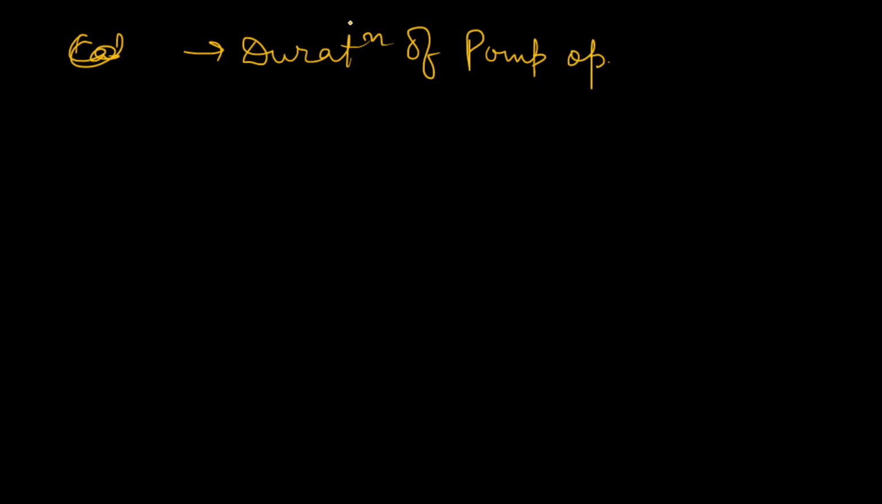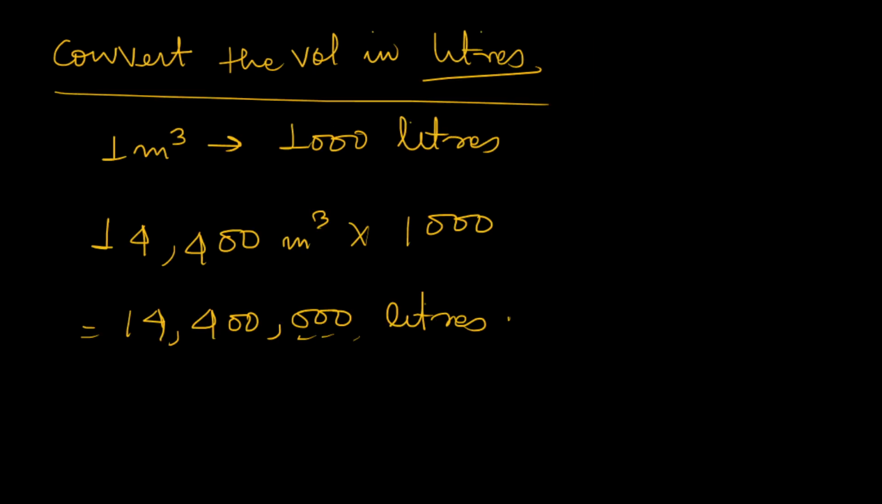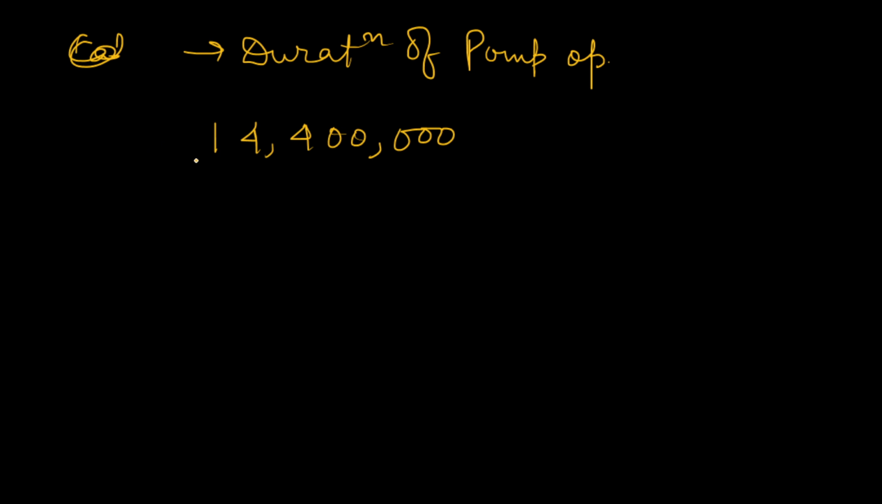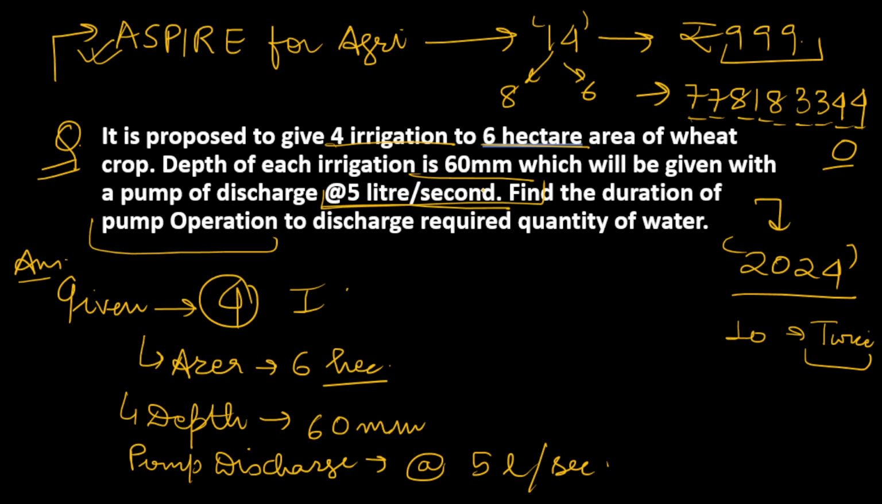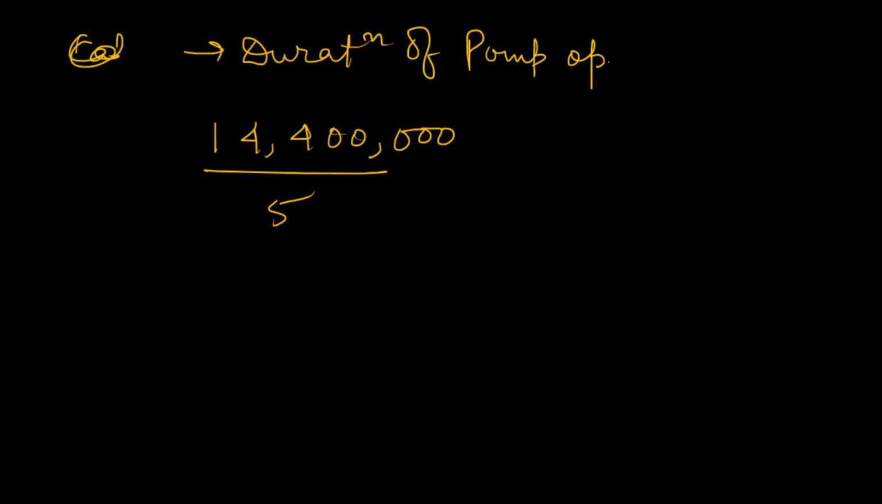So for that, what do we have to do? We take 14,400 and 3 zeros. This was the result. Yes, this is the result. We have to divide it by 5, because in the question it is already given that the pump discharges 5 liter per second. So how many seconds will the pump take here? After division you will get 288,000 seconds. So this is in seconds.